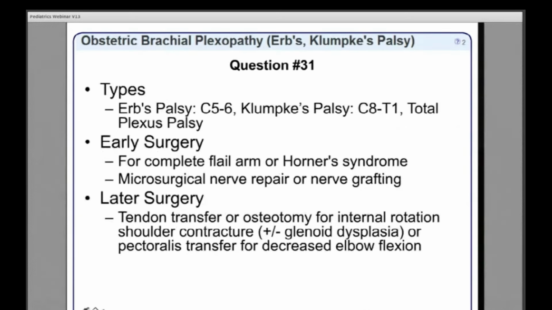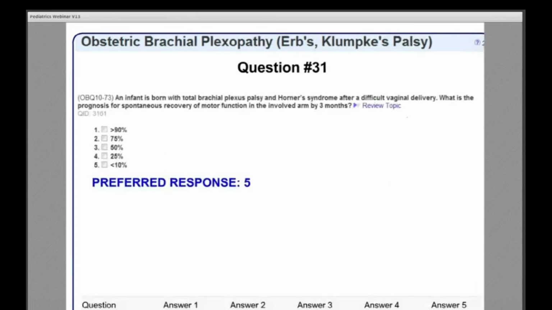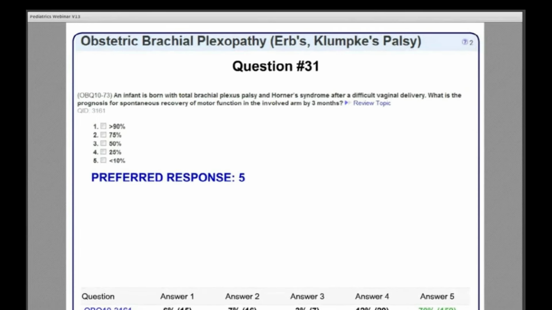Remember the common types of brachial plexus palsy: Erb's or upper trunk, Klumpke's or lower trunk, and total plexus. Early surgery is for the complete flail arm or Horner syndrome, and this is done with microsurgical nerve repair or nerve grafting. Later surgery consists of tendon transfer or osteotomies for internal rotation contractures of the shoulder, or pectoralis transfers for decreased elbow flexion. Knowing this information about brachial plexus injuries, you are able to select choice 5.